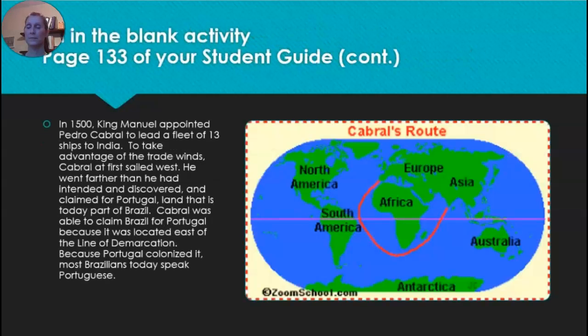In 1500, King Manuel appointed Pedro Cabral to lead a fleet of 13 ships to India. To take advantage of the trade winds, Cabral at first sailed west. He went farther than he had intended and discovered and claimed for Portugal land that is today part of Brazil.